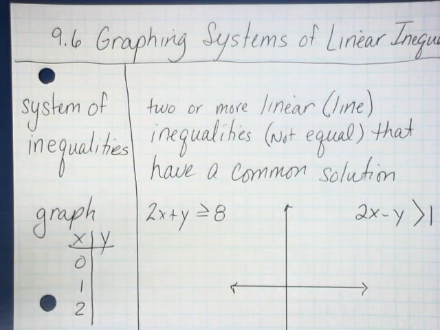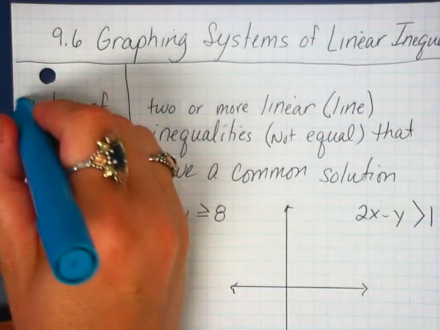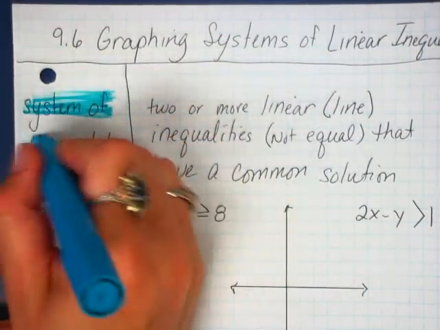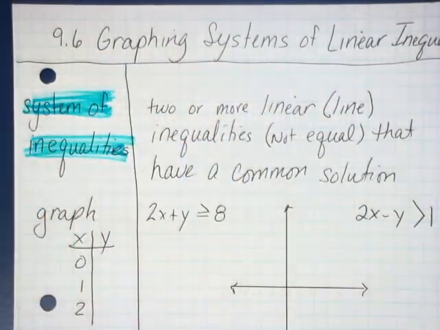All right, so we have 9.6, graphing systems of linear inequalities. So let's start with the definition of a system of inequalities. A system of inequalities is two or more linear, which means line, inequalities, which means it's not equal, that have a common solution. In the last section we graphed one on a graph. This time we're going to be graphing two on the same graph.